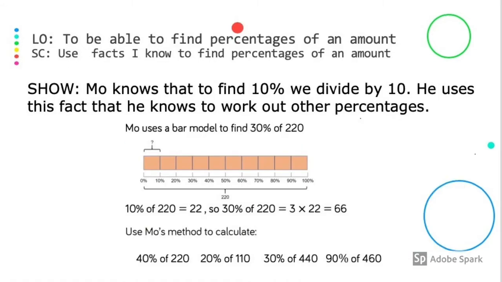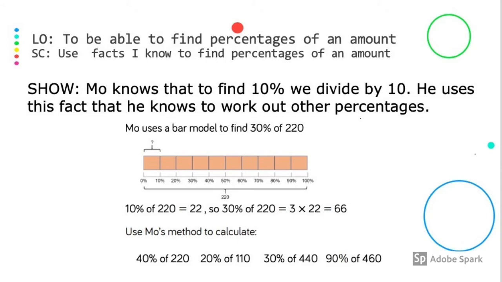We're now going to use all the facts that we know about finding percentages of an amount to help us find percentages of an amount that are a little bit more tricksy. Mo knows that to find 10%, we divide by 10, and we should all know this as well. He uses this fact that he knows to work out other percentages.